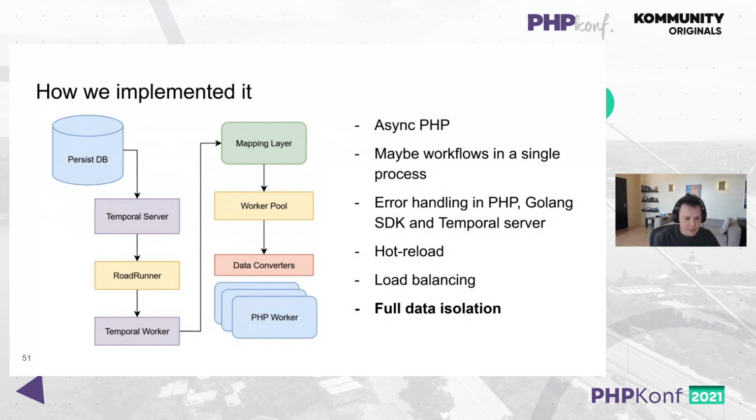We have a number of layers which handle errors. We handle errors in PHP, in the Golang SDK, in RoadRunner, and in the Temporal server. So if something fails, we will know that it failed. Obviously, because we write in PHP, we have hot reload, so you can debug your application as you typically do, load balancing, and we also have full data isolation. What that means is that the actual mapping, the actual data processing, all of that happens in PHP workers.